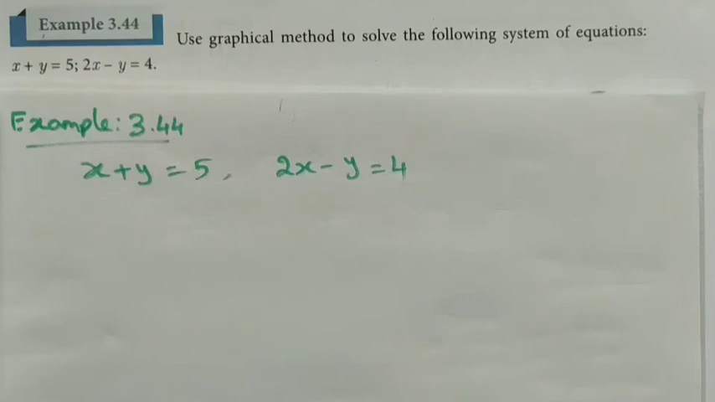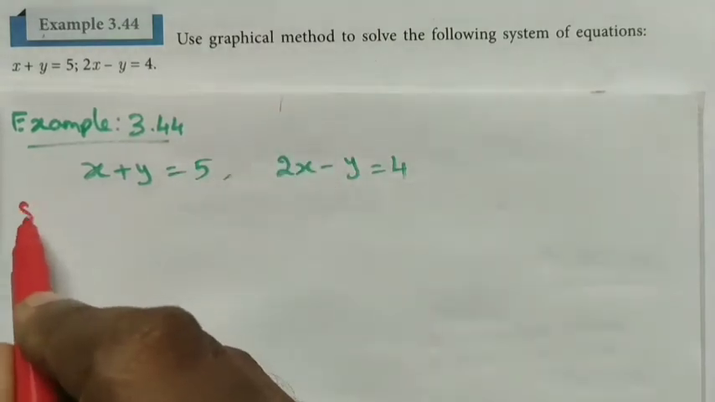Students, class 9, example sum 3.44. Use the graphical method to solve the following system of equations. Here the equations are given as x plus y is equal to 5 and 2x minus y is equal to 4. We have to use the graphical method to solve the system.